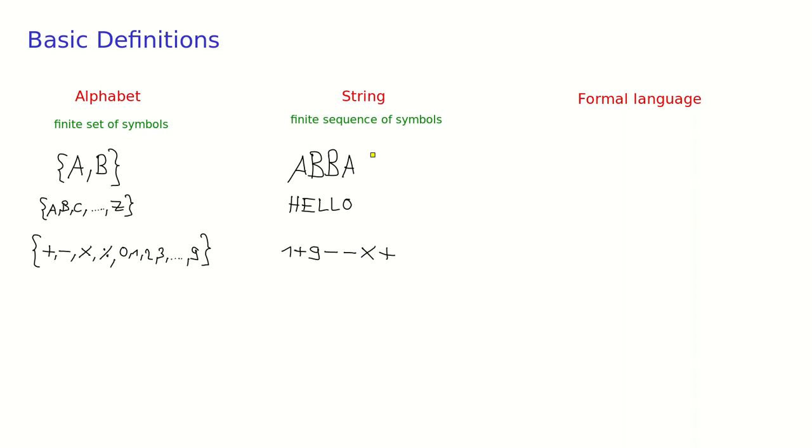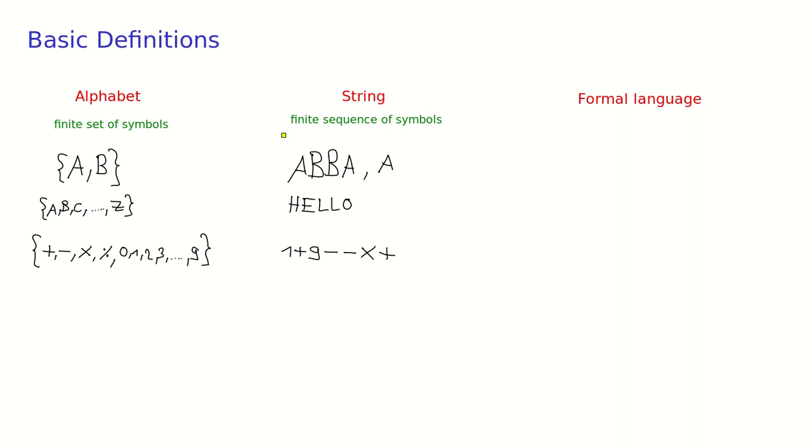Strings have some properties, like the length. This first string, for example, has the length 4 because it consists of 4 symbols. This has length 5. This has length 7. It's also possible to have a string of length 1, just one symbol. For example, this A is a string over this alphabet. There is even a string of length 0.